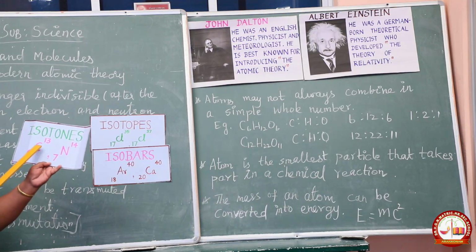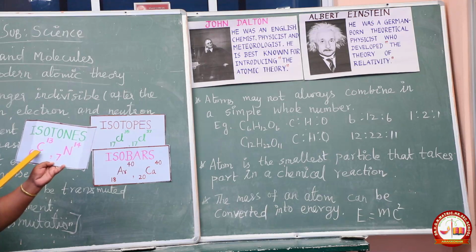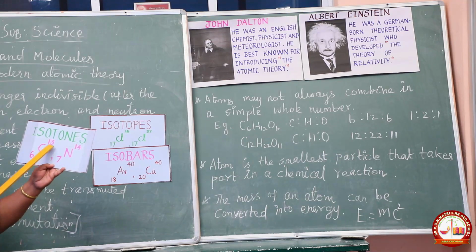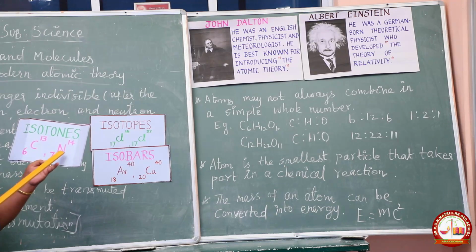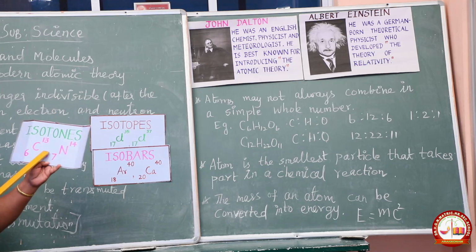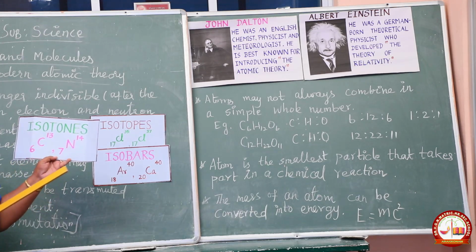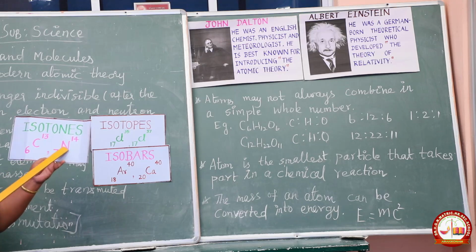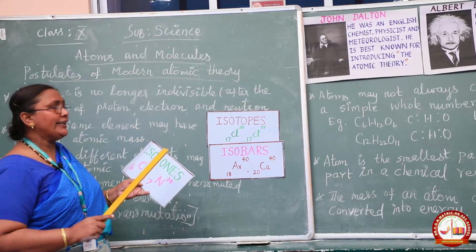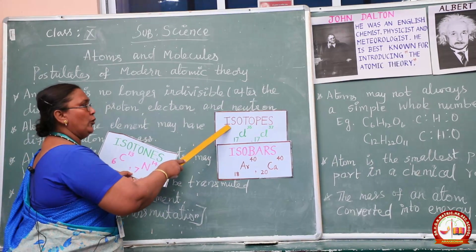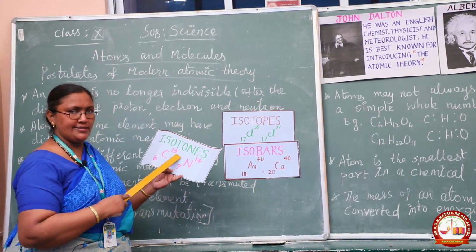What is the number of neutrons in carbon? You have to subtract 6 from 13, and we get 7. The same 7 comes for nitrogen also: subtract 7 from 14, and we get 7. So both elements are different, but both have the same number of neutrons. This is known as isotones. Are students able to follow? So the question you get is: define isotopes, isobars and isotones.